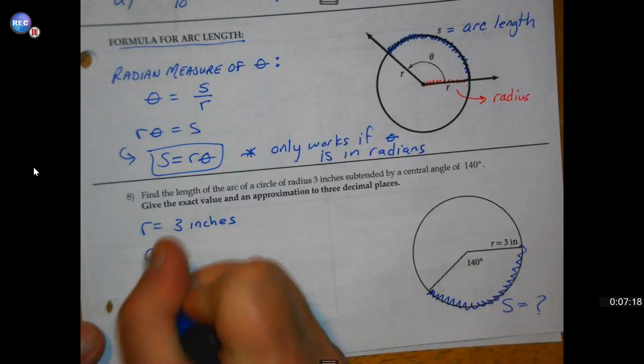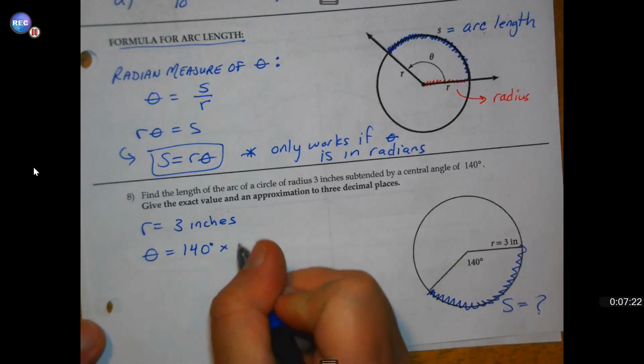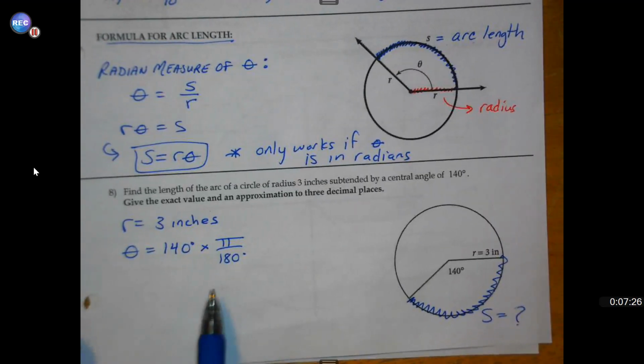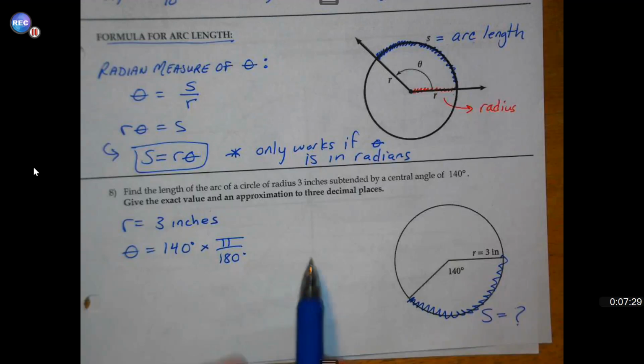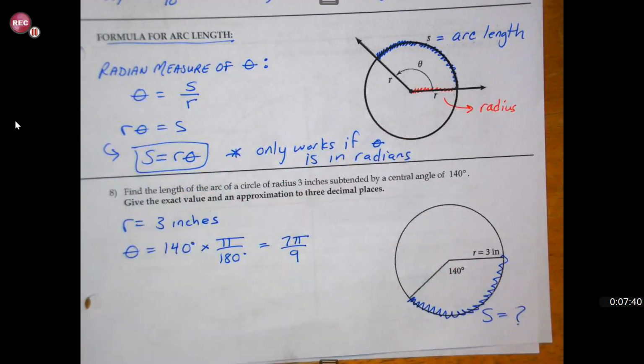So if they give us theta in degrees, our first job is to convert it to radians, like we were doing the other day. So why don't you guys pause the video, see if you can convert that. Leave your answer in terms of pi. Don't make a decimal out of it. And we'll check it out in a second. Okay, so if you reduce that correctly, we should get 7 pi over 9 as our radian measure.